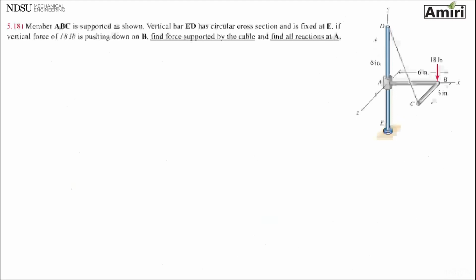Member ABC supported as shown. Vertical bar ED has circular cross section, is fixed at E. If vertical force of 18 pounds is pushing down on B, find force supported by the cable. Find all reactions at A. Okay.